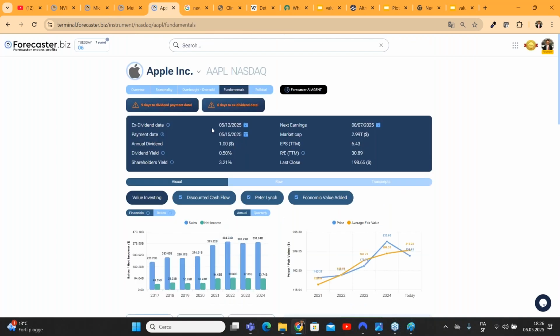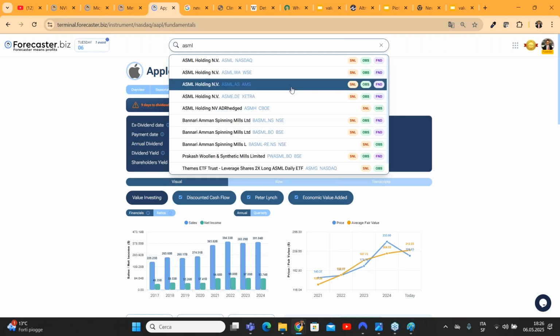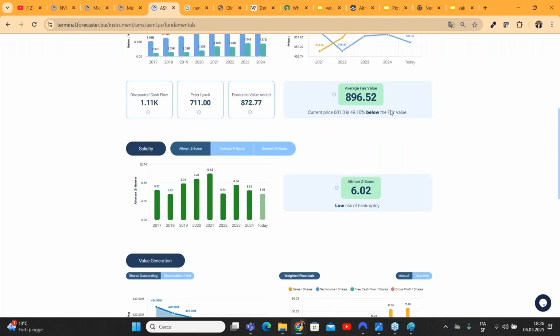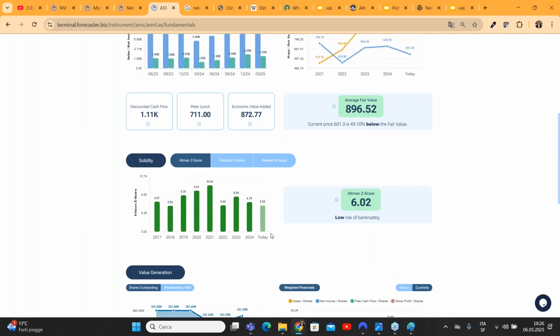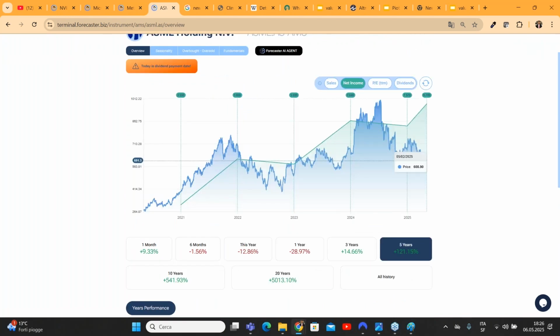Look, for example, we have ASML, which is a very important company that makes, not chips, but machines that make chips. If you go here to the fundamentals, look what they just did. They just repurchased a lot of shares because the shares went down a lot, and they really think the company is undervalued, and this is why they repurchased a lot of shares.